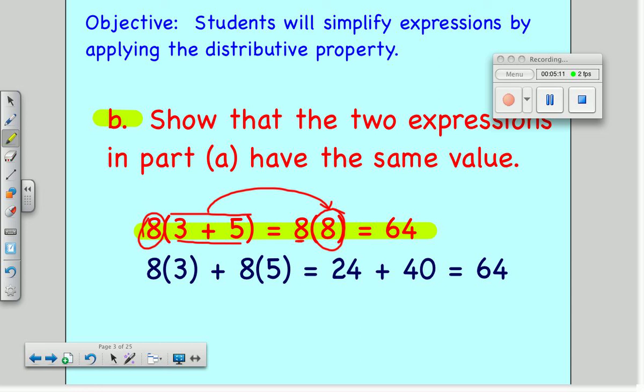Okay? And what is 8 times 8? Now I can multiply it. 8 times 8 is 64, giving me this result here. The bottom, I need you to write that down as well.